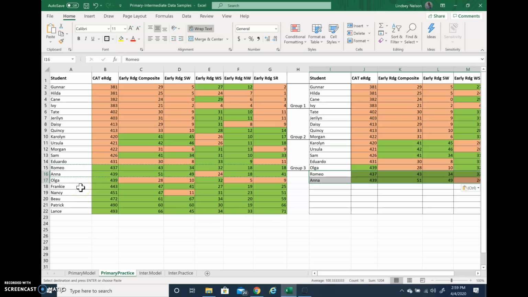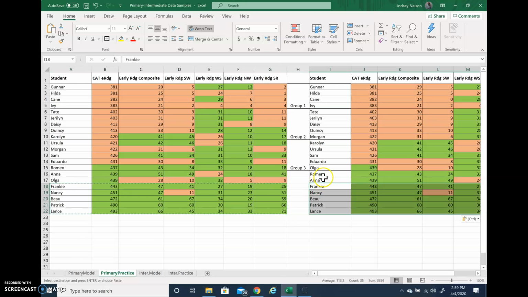Now, what we know with students who are at or above grade level is that it is okay to have 5 to 7 students in a group of at or above grade level students. And so in my group 4, I would have 7 students, still fitting that range.